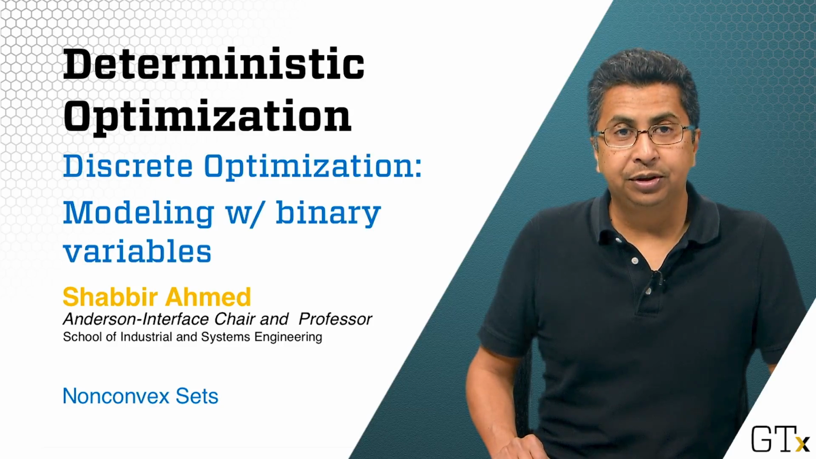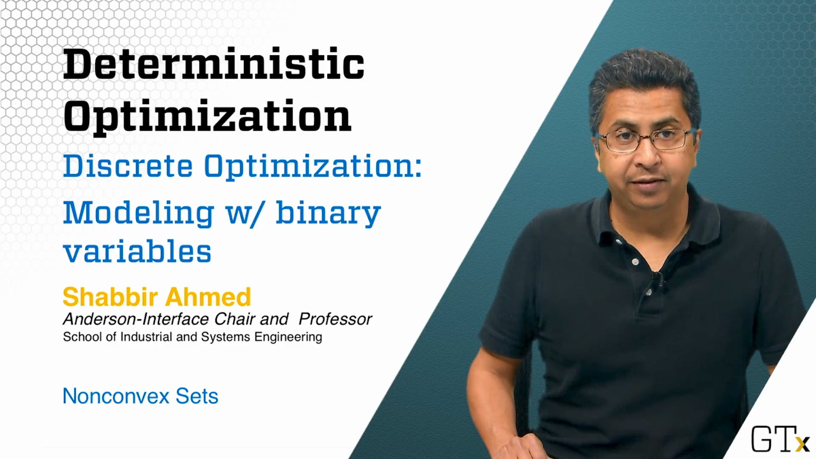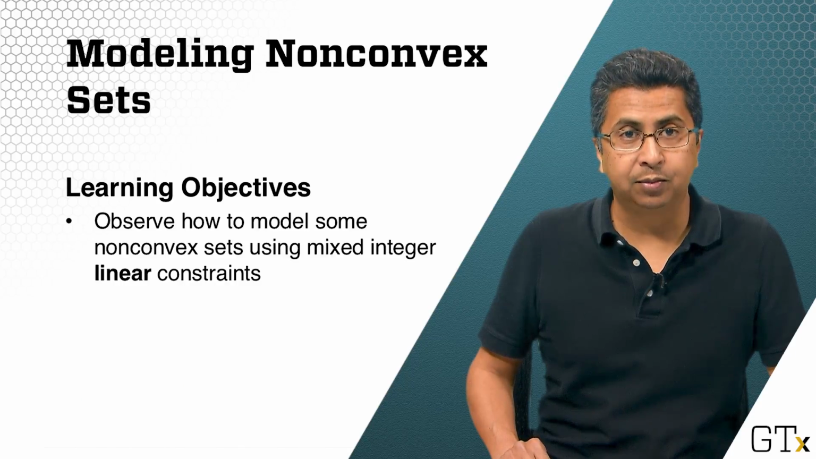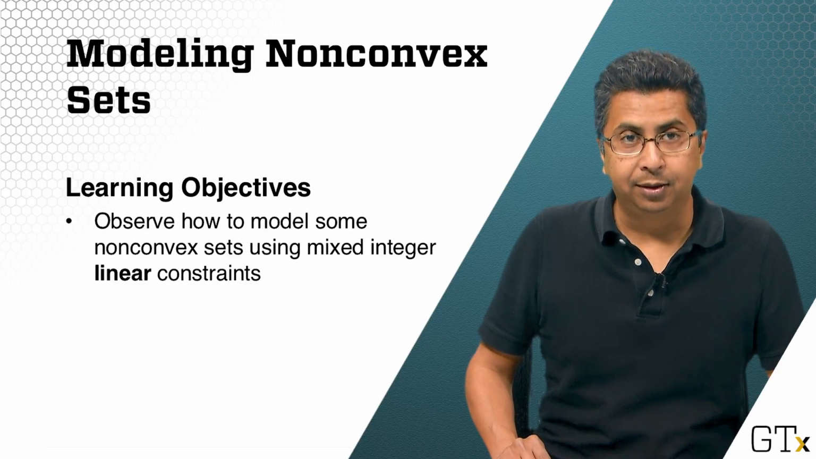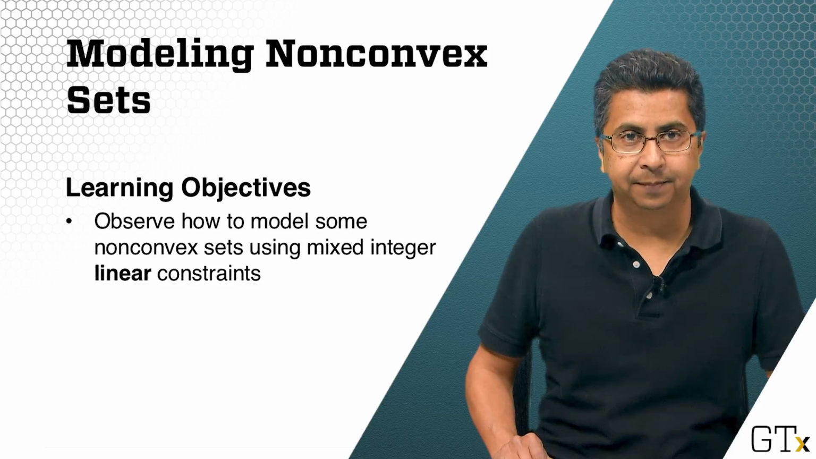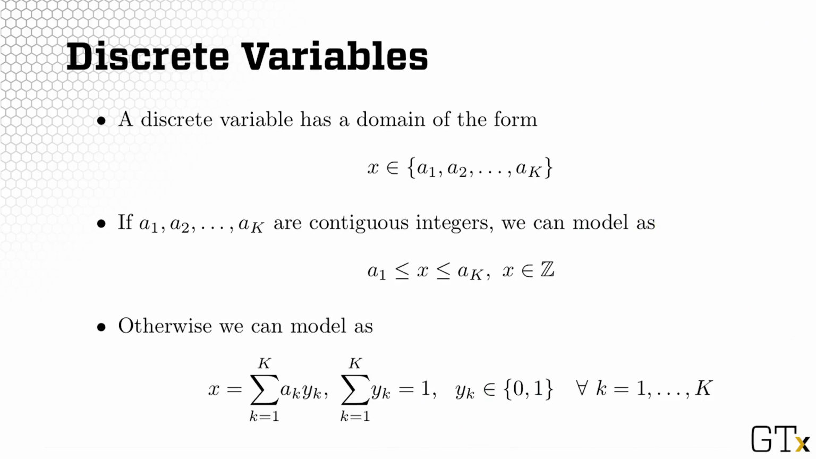In this lesson, we're going to continue our discussion on modeling with binary variables, and we're going to observe how to model some non-convex sets using mixed integer linear constraints. Notice that I've highlighted linear again just to make sure that we do not introduce nonlinear expressions in our formulations. So let's start with a very simple class of non-convex sets.